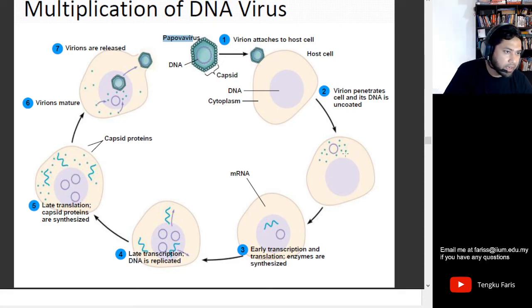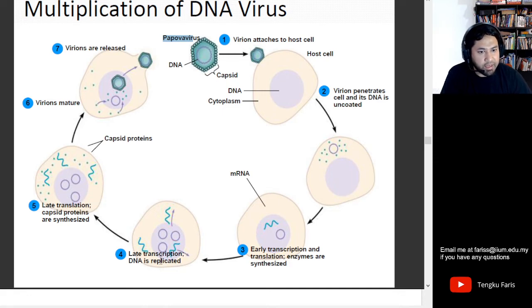When the DNA is uncoated, it's quite easy for them to invade the nucleus. Once they invade the nucleus, they can disrupt or disturb the process of transcription and translation that is already happening inside the host cells. They try to hijack the machinery by introducing their own DNA particles.